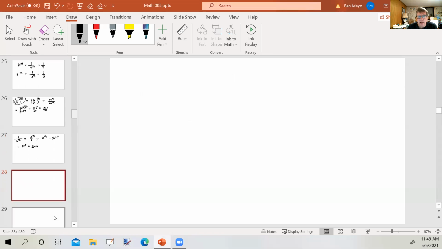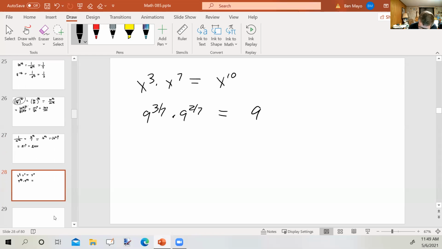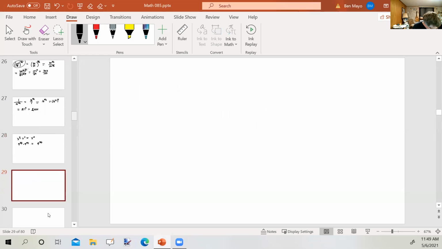Recall that when you multiply two powers with the same base, x cubed times x to the 7th power, you add the exponents. So let's say I have this situation, 9 to the 3/7 power times 9 to the 2/7 power. That would be 9 to the 5/7 power. Multiplying two powers with the same base, we add the exponents. How about this one? Let's see, 5 to the 1/3 power times 5 to the negative 5/3 power.